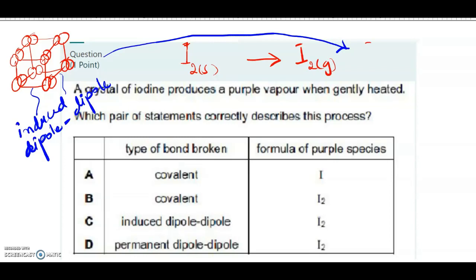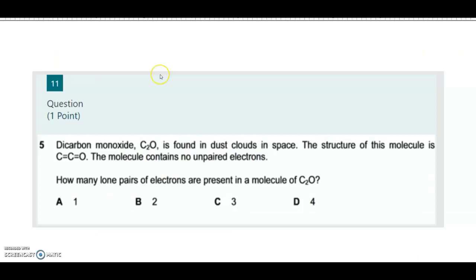So when you heat this iodine lattice, what happens to these iodine molecules? They will be converted into gaseous iodine. So what type of bonds are broken? You can see the type of bond broken is induced dipole interaction, and the formula of the purple species is I2. So option C is correct, and this is the answer: induced dipole and iodine particle.